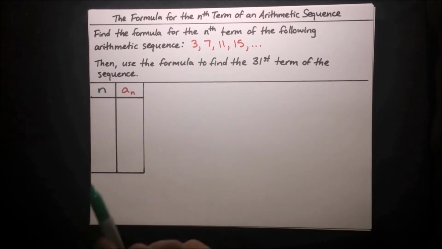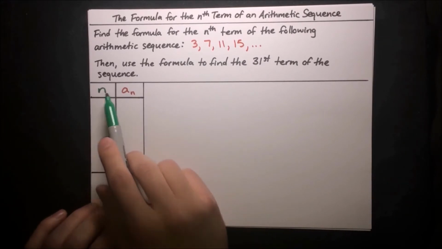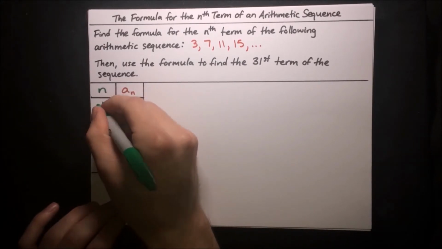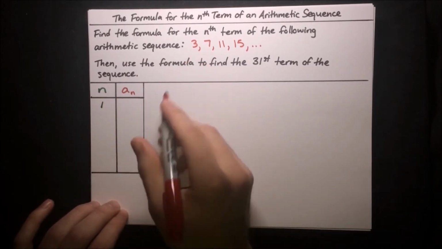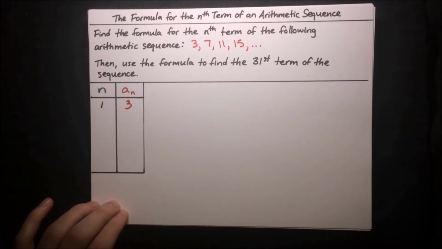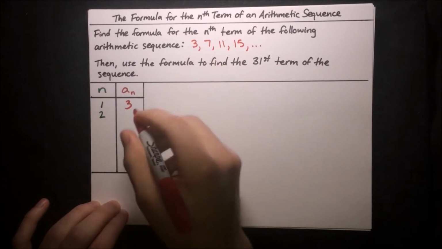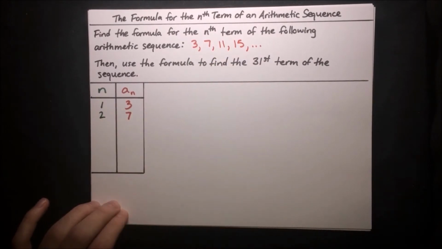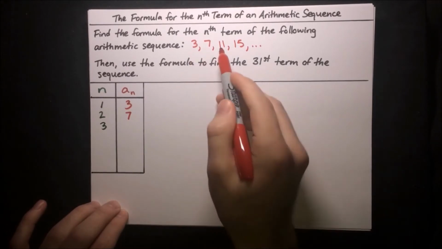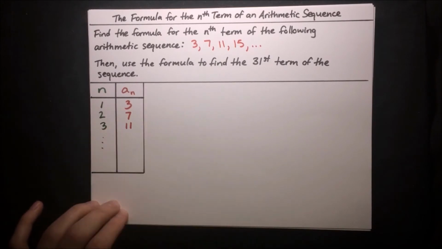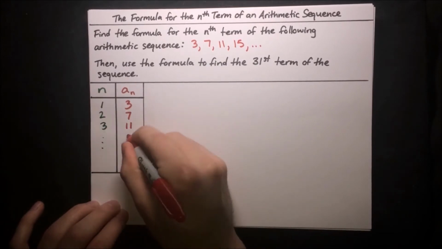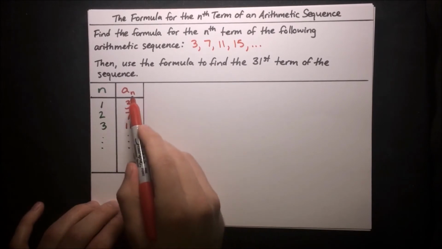So to make things very clear, why don't we start by filling in a table of n versus an. When n is 1, that just means the first term of the sequence, and the first term, a1, is 3. Then when n is 2, that's the second term of the sequence, so 7 over here. And then when n is 3, that's the third term, so 11. a3 is 11, and so on and so forth, and our goal is to find an as a function of n.